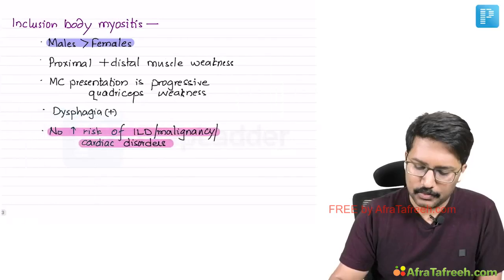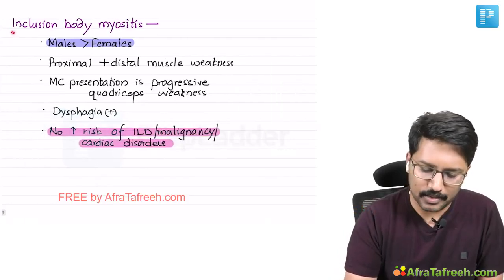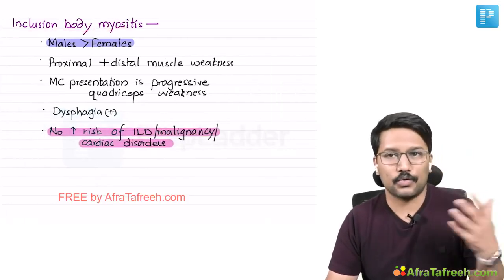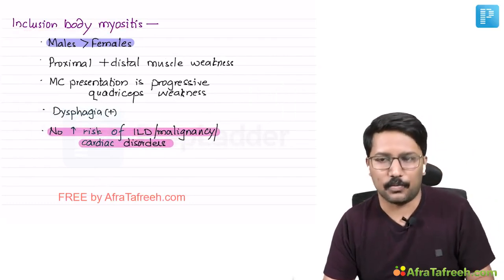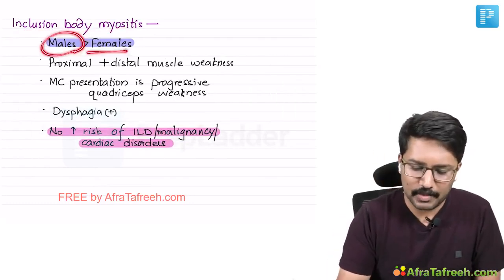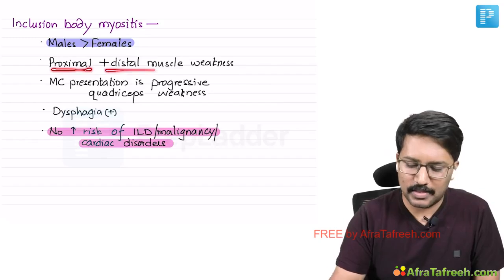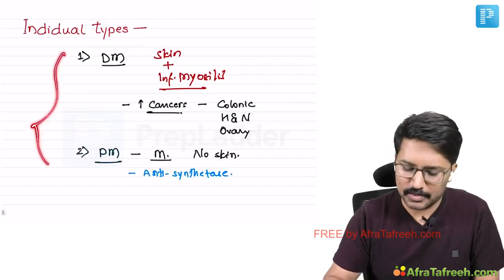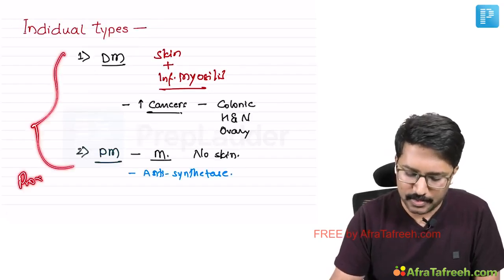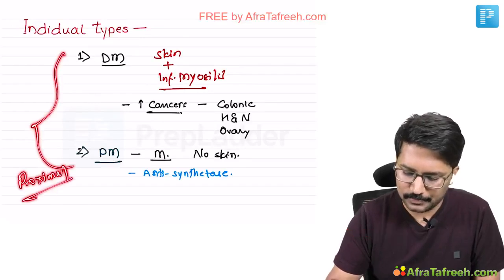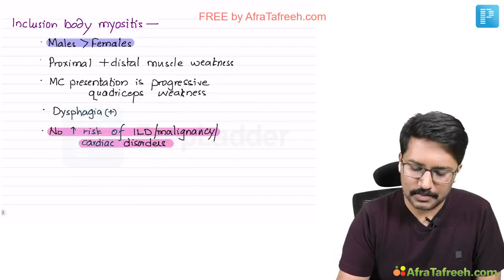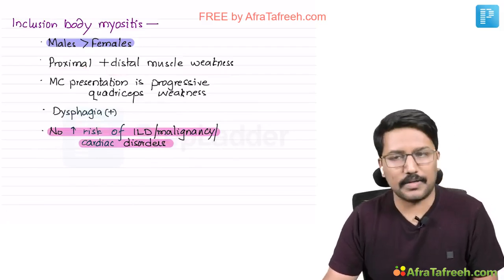Okay, then coming to the third thing, this is particularly important, inclusion body myositis. The rule of exceptions starts applying here now. It is more common in males than females. It involves both proximal and distal muscles. When I was talking about dermatomyositis and polymyositis, it is predominantly proximal weakness, right? So now comes the condition where there is proximal plus distal weakness.